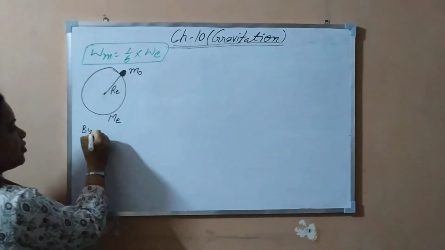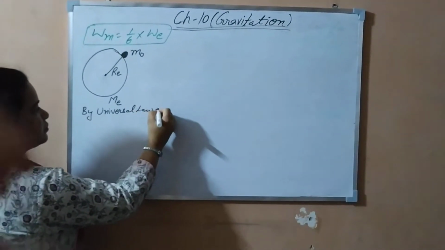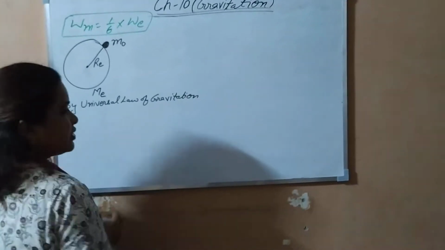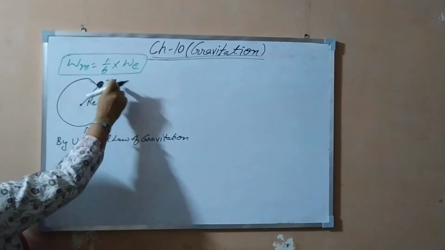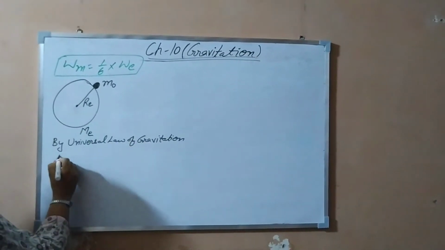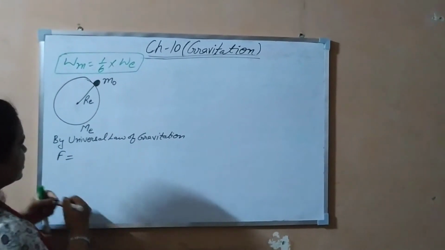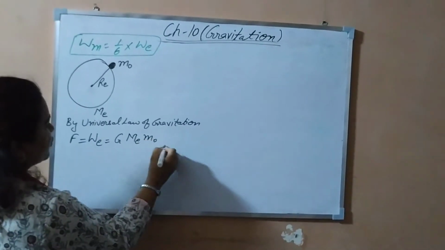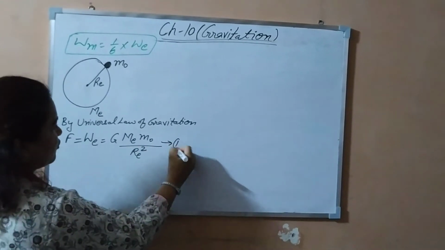So by the universal law of gravitation, what was the formula? The force is directly proportional to the product of the masses of the two bodies, that is earth and object, and inversely proportional to the square of the distance between them, that is R_e. And you know that the force with which bodies are attracted towards the earth is their weight. So the weight on earth is G times the mass of earth, times the mass of object, upon the radius of earth squared. This is the first equation we have got.